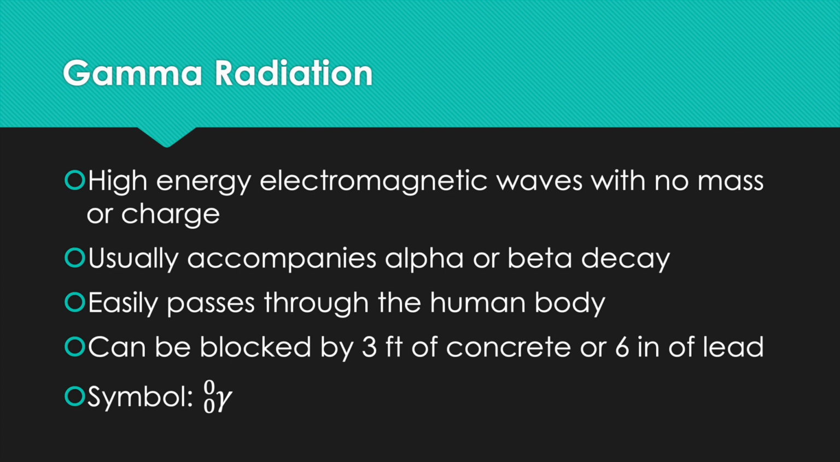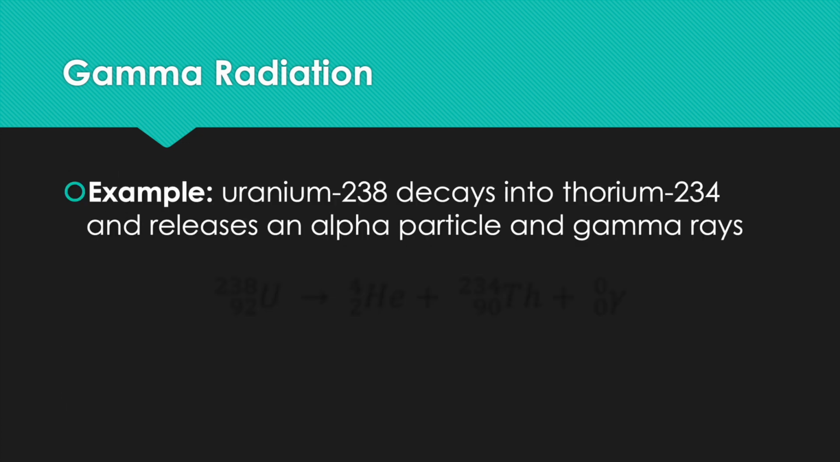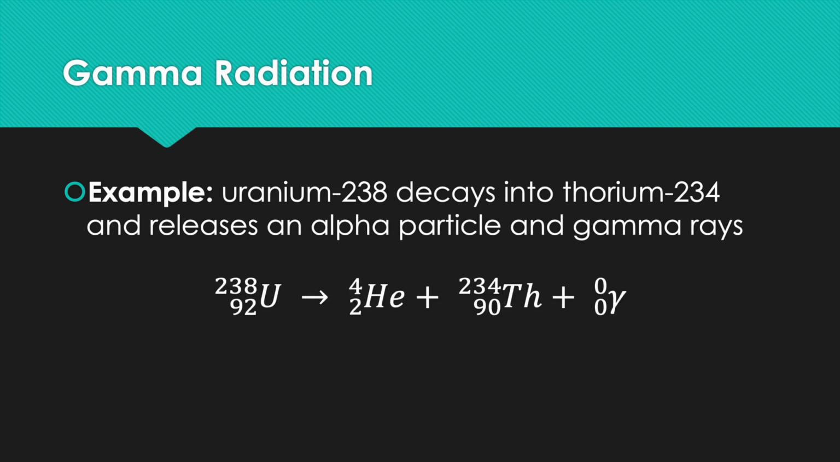And the symbol for gamma radiation has zeros for the mass number and atomic number slots, because it's just an electromagnetic wave, and then the Greek gamma. So an example of a decay that also involves gamma radiation is when uranium decays into thorium-234 and releases an alpha particle. So again, this is a form of alpha decay that is also accompanied by gamma radiation.